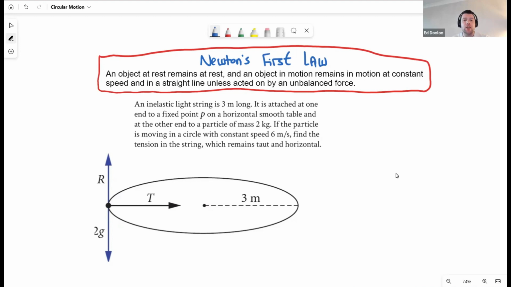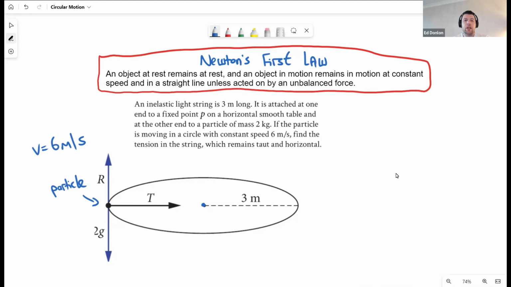So our question is, an inelastic light string is 3 meters long. It's attached at one end to a fixed point P on a horizontal smooth table. So this is our point P in the center of our circle, and the other end to a particle of mass 2 kilograms. So here is our particle. If the particle is moving in a circle with a constant speed of 6 meters per second, so our v is 6 meters per second, find the tension in the string, which remains taut and horizontal. Okay, so there's no slack in the string.